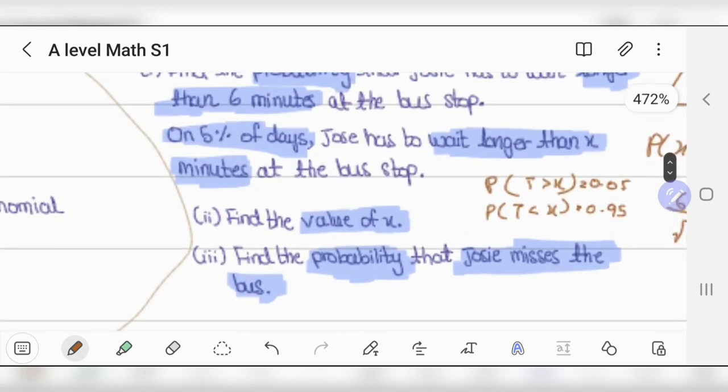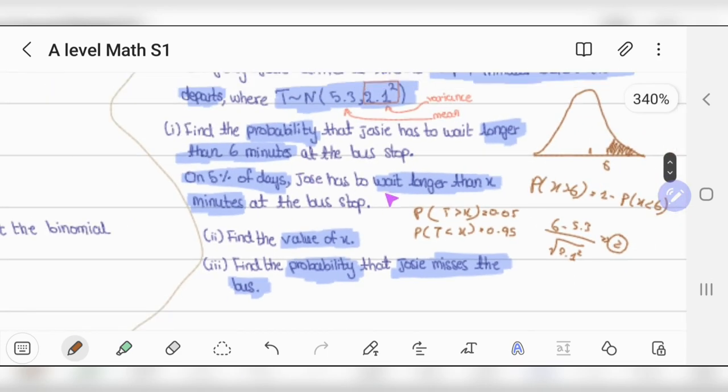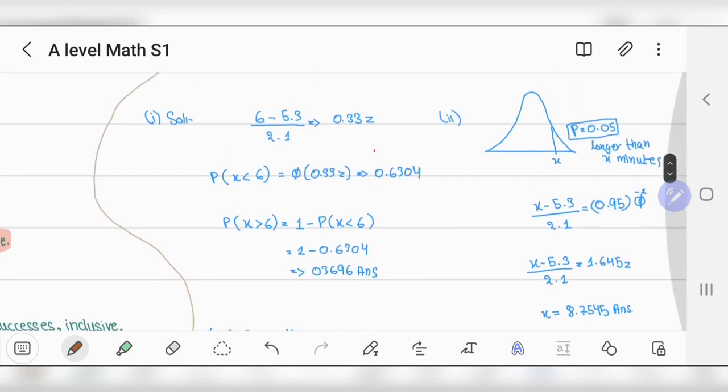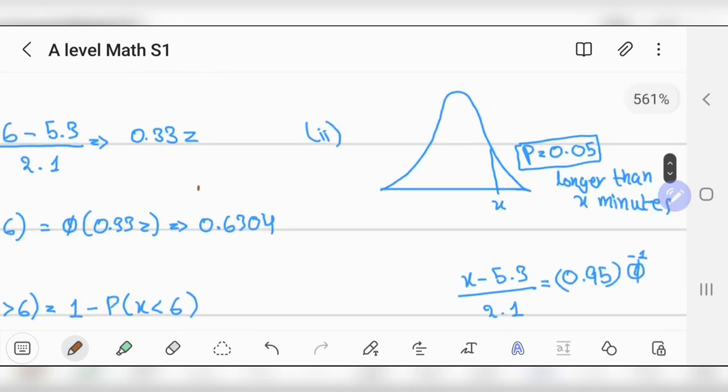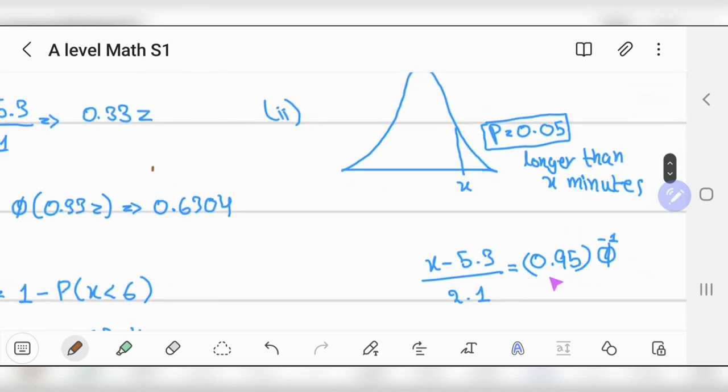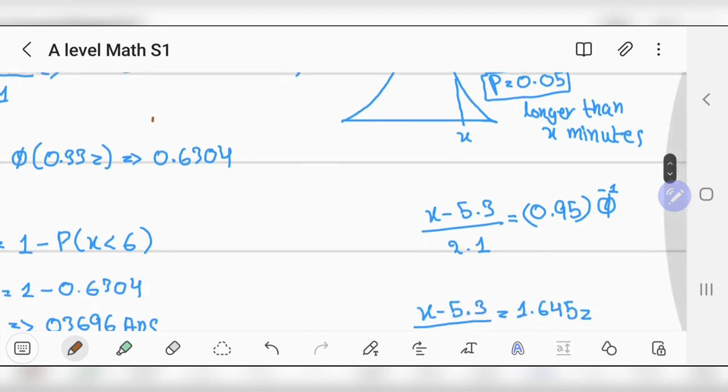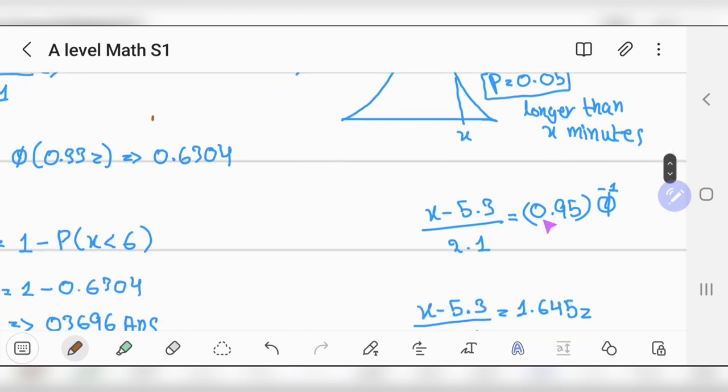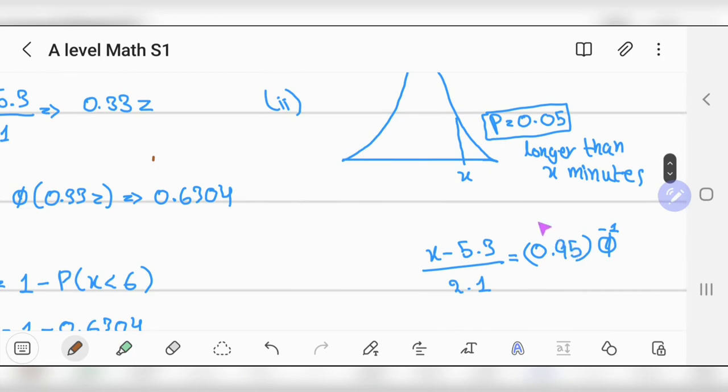Part 2 is find the value of x. The question says, okay, 5% of days Josie has to wait longer than x minutes. And what about less? Okay, find the value of x. We have to use this one. So this is part 2, and we need to convert this back to a z-score. I just showed you how to convert it, so let's convert this.